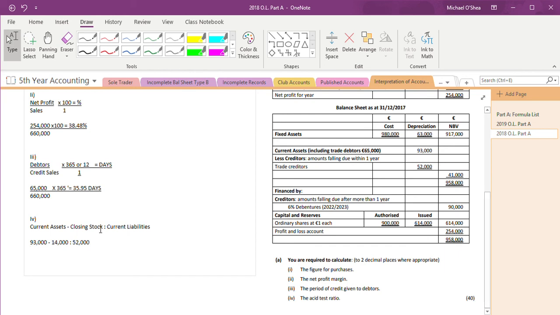So all I simply do is 93,000 minus 14,000, which is going to be 79,000, is to 52,000, and that works out at 1.52 is to 1. So 1.52 is to 1. So again, that's working out whether my current assets minus my closing stock is greater than my current liabilities, whether I can pay my short-term debts. Therefore, for the 2018 ordinary level question.